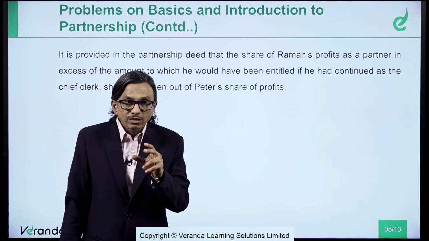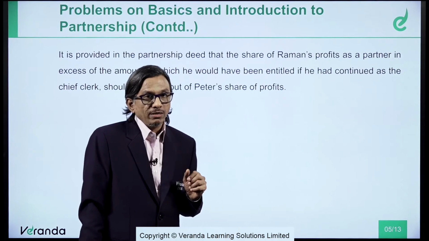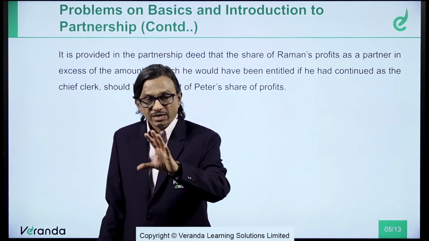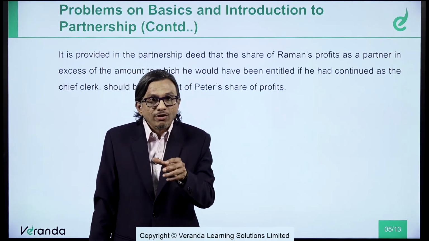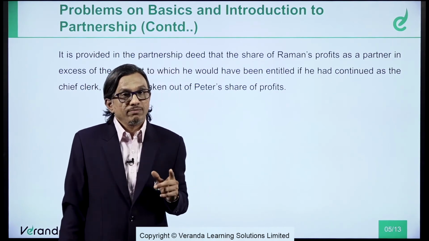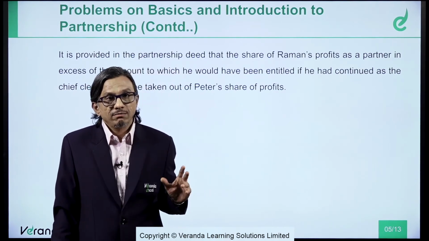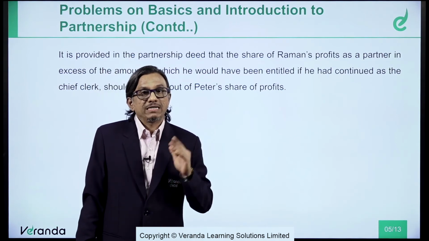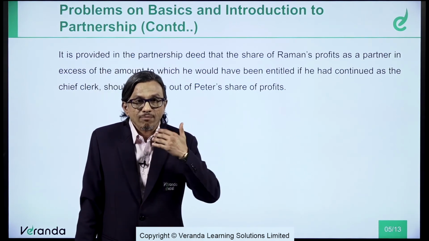Had he continued in the firm as an employee, for example, he would have got 10,000 rupees, for example. But by joining the firm as a partner, he is going to get 12,000 rupees. The excess 2,000 you are going to pay him. Who will bear that excess? Rahim will not bear. Peter says, I will bear. You take it from my share of profit.